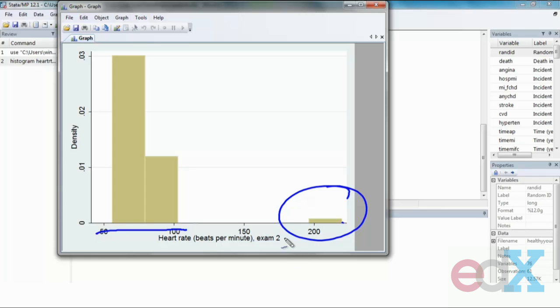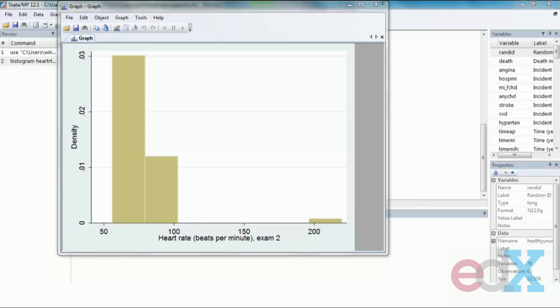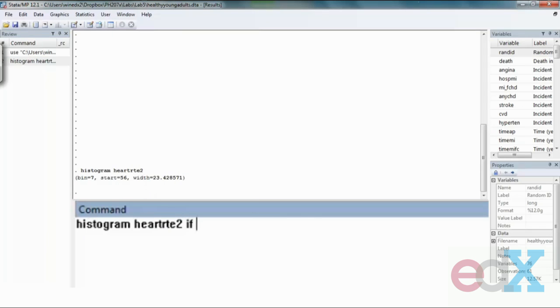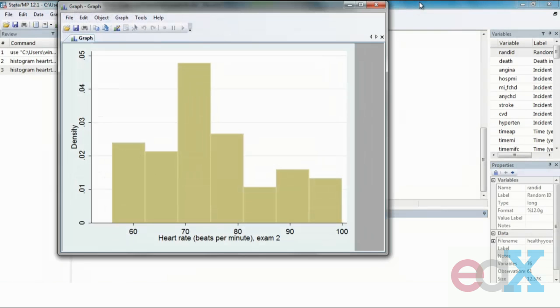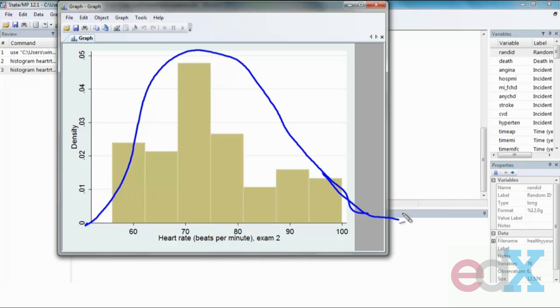Now let's make a histogram when we exclude this outlier and see if, omitting that one observation, does normality look okay? So I'm going to make a histogram for the observations where heart rate is less than 200. There's only one observation that exceeds this. And now when I look at this distribution, we see that nothing weird appears to be going on. Drawing an exact normal curve over this is going to be difficult. It doesn't look exactly normally distributed.